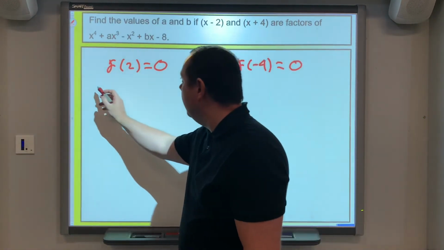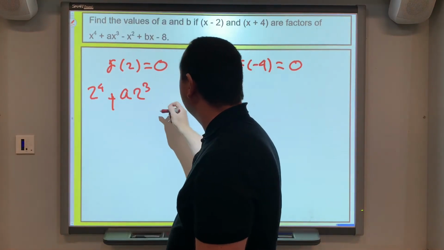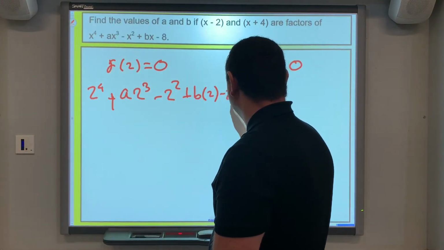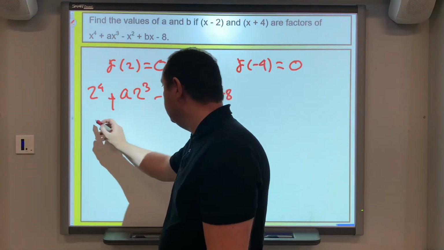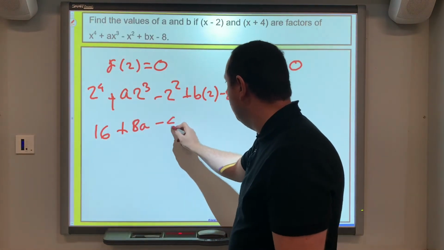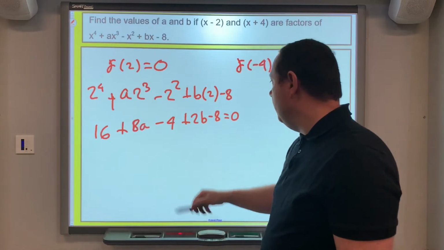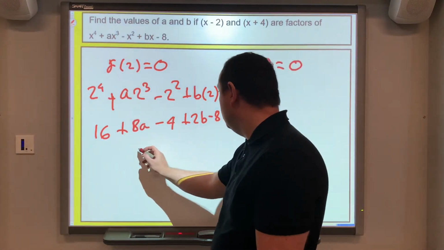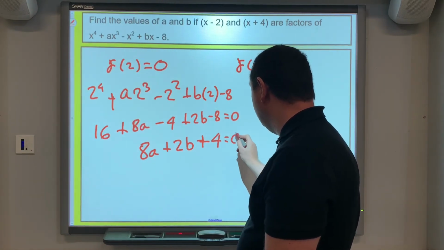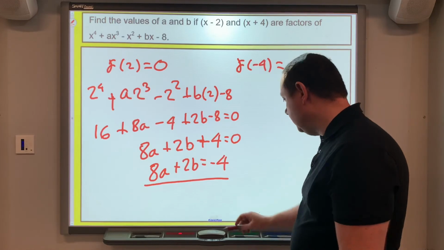So putting 2 in first, we get 2 to the power of 4 plus a times 2 cubed minus 2 squared plus b times 2 minus 8. 2 to the power of 4 is 16. 2 cubed is 8a. 2 squared is 4, minus 4, 2b, minus 8, and that equals 0 because it's a root. 16 take away 4 is 12, 12 take away 8 is 4, so we get 8a plus 2b plus 4 equals 0, or in other words, 8a plus 2b equals minus 4. One equation.